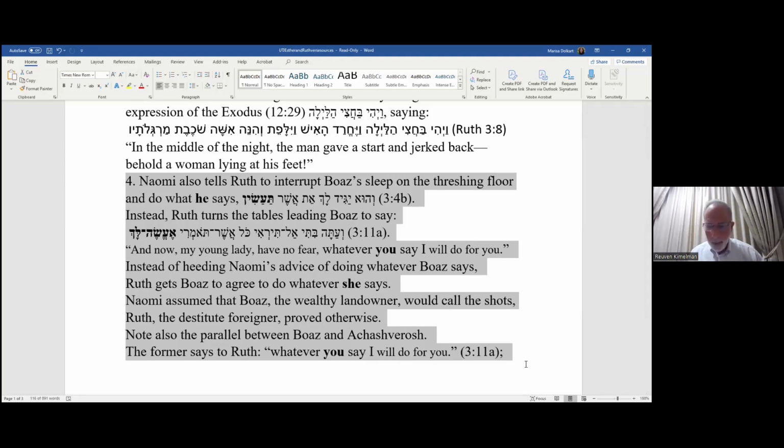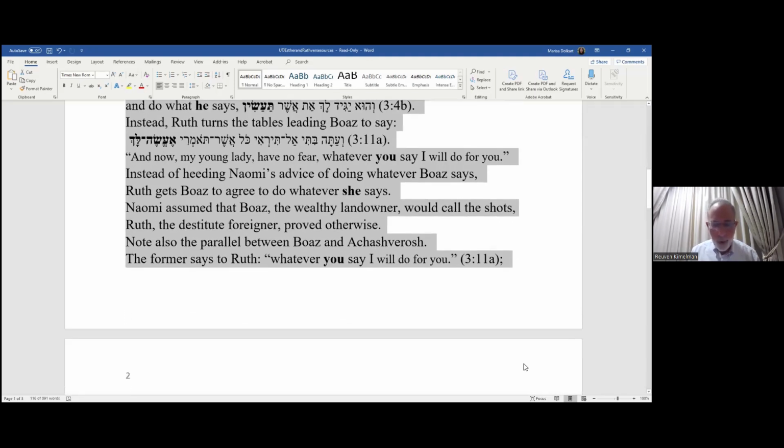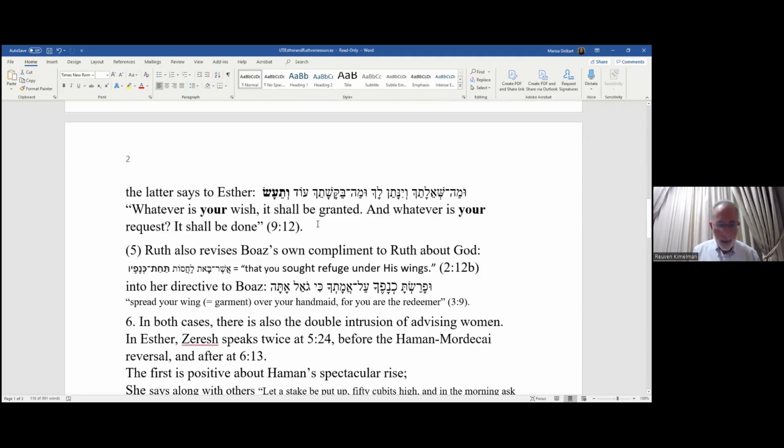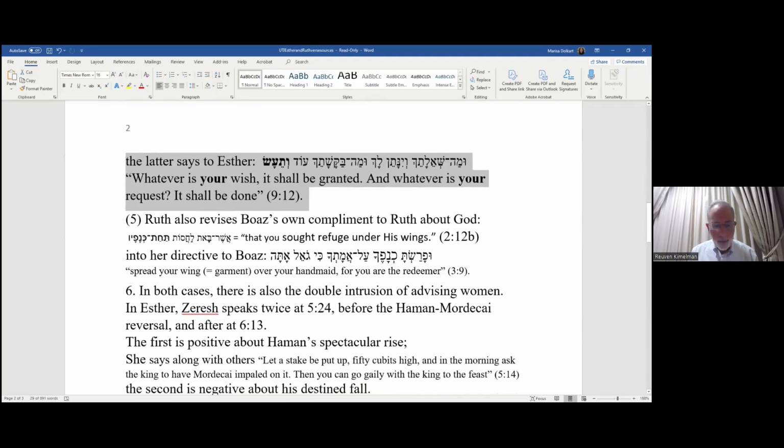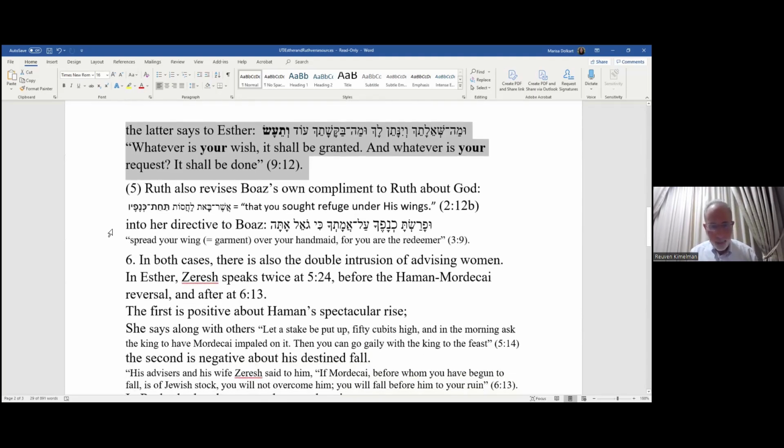Naomi assumed that Boaz, the wealthy landowner, would call the shots. Ruth, the destitute foreigner, proved otherwise. Note also the parallel between Boaz and Achashverosh. The former says to Ruth, whatever you say, I will do for you. The latter says to Esther, "Ma she'ilatech v'yinatei lach, ma bakashatech od v'teyas." Whatever is your wish, it shall be granted, and whatever is your request, it shall be done. So the word done or do, teyas, is equivalent in both statements.